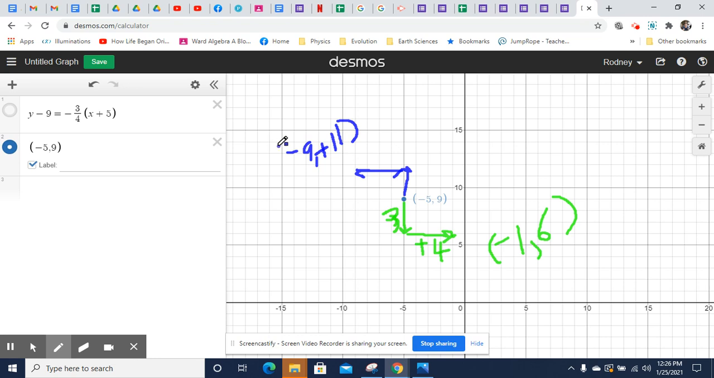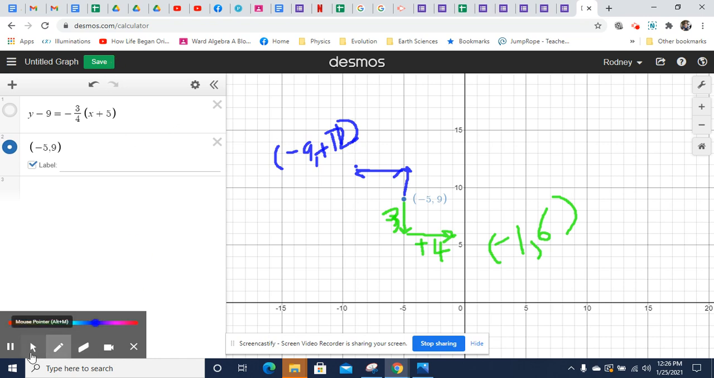So what I did was I went down 3 and over 4, and then I went up 3. And I actually made a mistake there. It should be up to 12, not to 11. Some of you are like, Mr. Ward. Yes, that should be here at negative 9, positive 12.